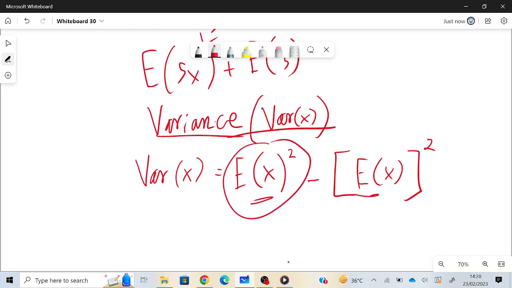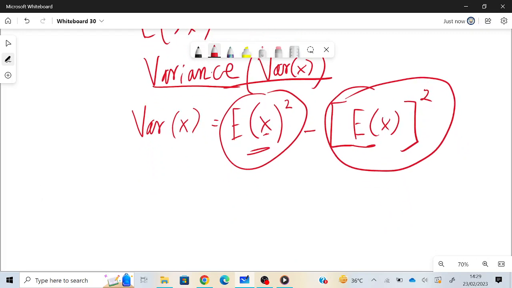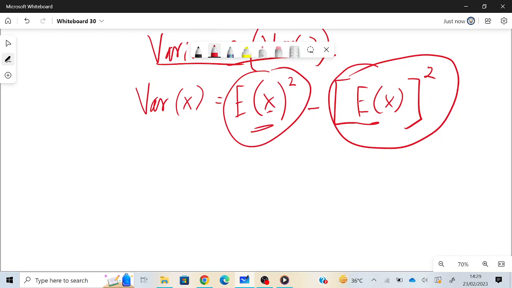In this one over here, you would have to take your x value and square it before timesing it by its corresponding probability and adding up all of them together. While this one over here is simply your expectation or your expected value and just square that. So that's for variance. And then for standard deviation, let me just say SD. Standard deviation is simply the square root of your var x, of your variance.